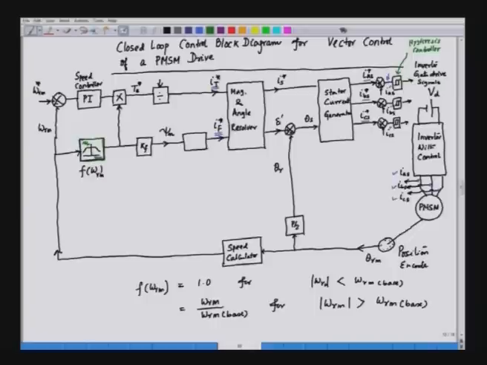Now, we also need the position. The position information, that is theta r, is obtained by a position encoder.